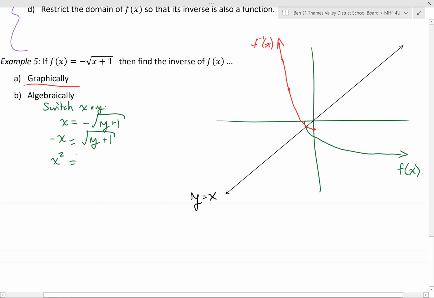That leaves me with x squared, right? A positive x squared. And maybe I'm doing a little bit too much in one step. So negative x all squared equals y plus 1. Okay, that leaves me with, now I can simplify this, negative x squared. If I square something, I'd lose the negative. So x squared minus 1 equals y.